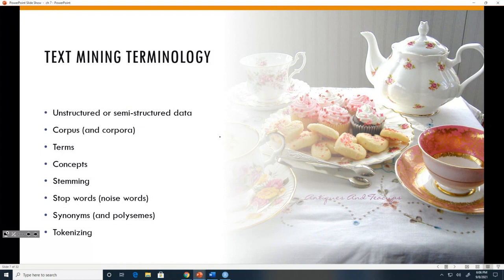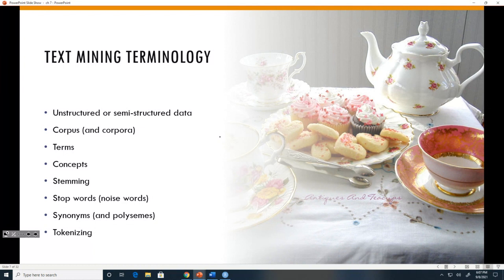Structured data has a predetermined format and is organized with simple data values and stored in databases. However, unstructured or semi-structured data, which is what we're going to be working with in text mining, is data that does not have a predefined format and is often stored in the form of text documents.